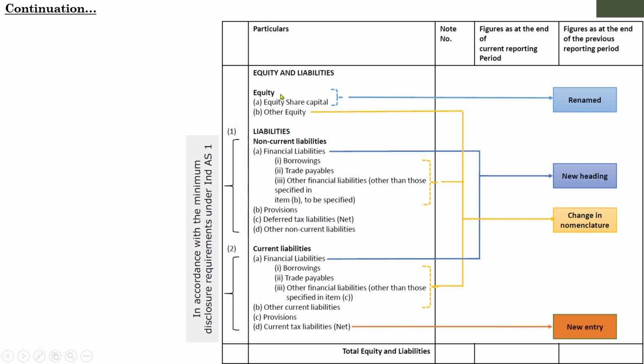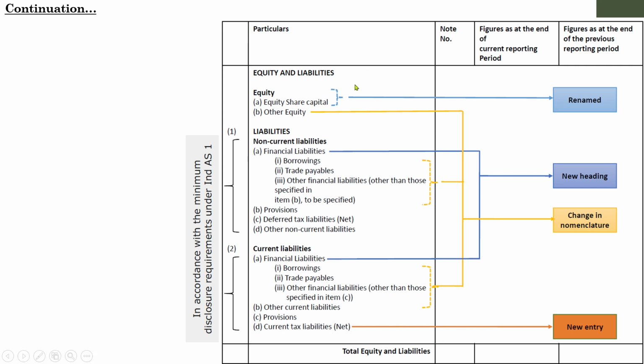Equity: under equity it includes equity share capital and other equity. Equity refers to the claims of the shareholders over the assets of the company. It represents the value of total assets of the company minus its total liabilities. If you remember the accounting equation, assets equal liability plus equity. So if you want to find the value of equity, it is assets minus liabilities. So that is the concept of equity.